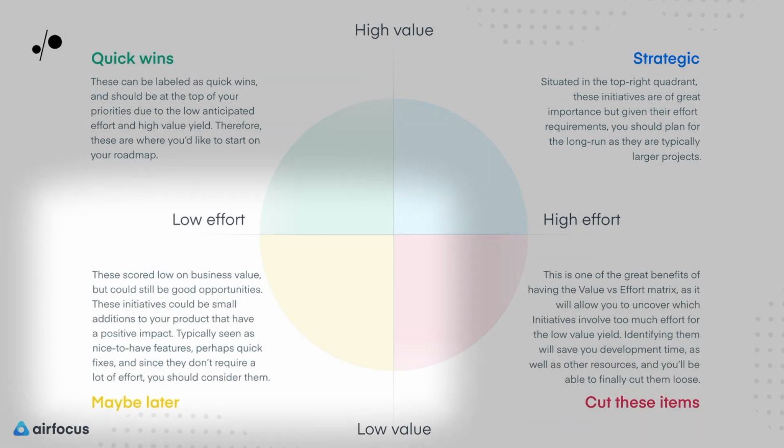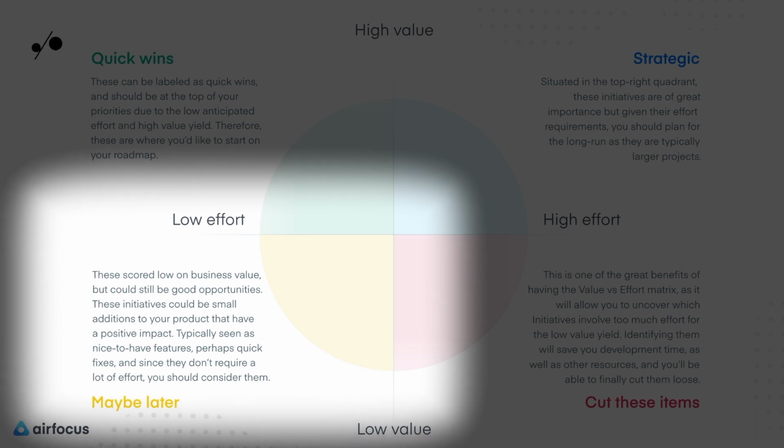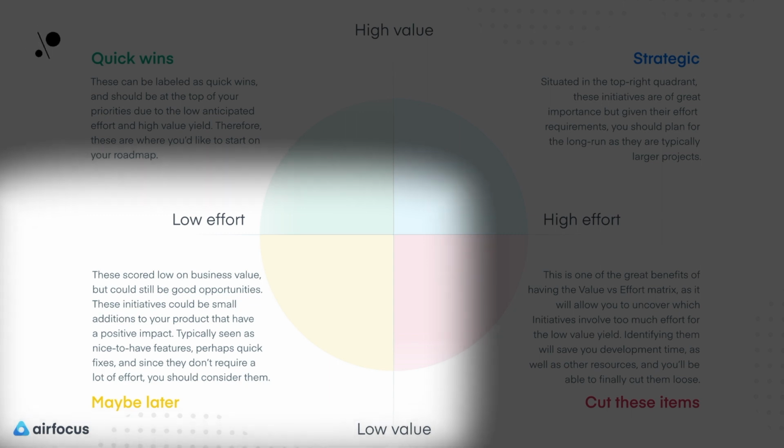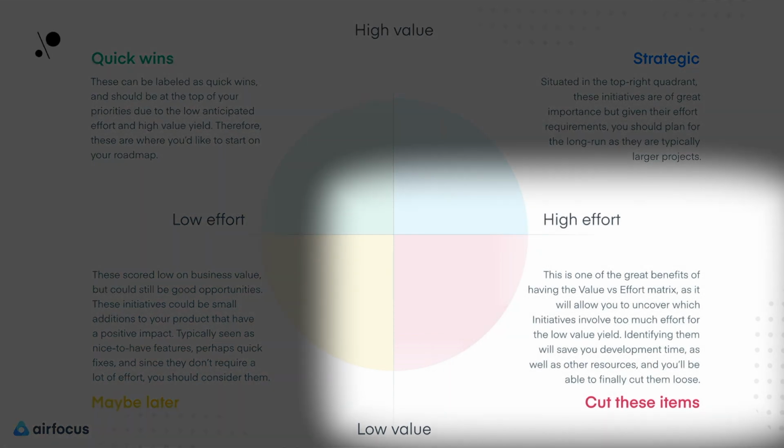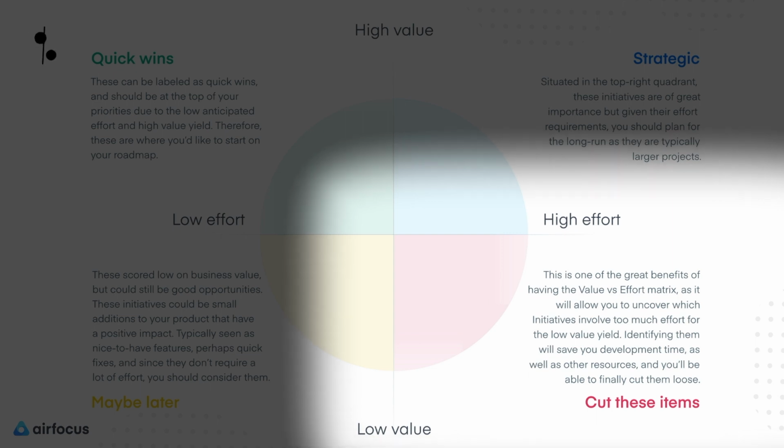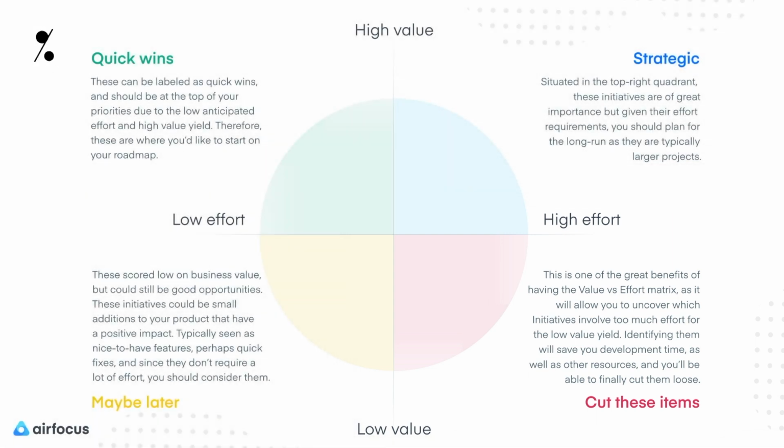Next, in the bottom left side of the quadrant, you have the low effort, low value ideas. These initiatives could be small additions to your product that have a positive impact. Typically seen as nice-to-have features, these quick fixes are low in effort, so you should consider adding them. And lastly, we have the bottom right part of the quadrant, which represents the items that you should cut. The advantage of using the value versus effort matrix is that it allows you to uncover which items take too much effort for a low value yield. Identifying these items to cut out will save you development time as well as other resources, making room for your quick wins and strategic items.